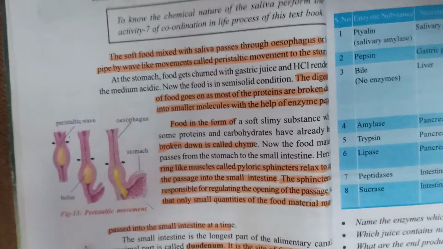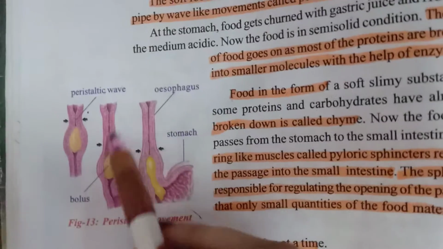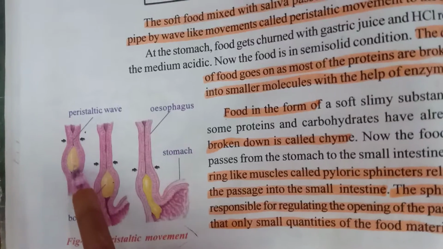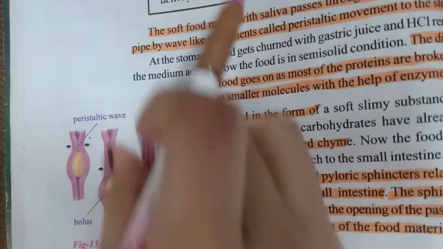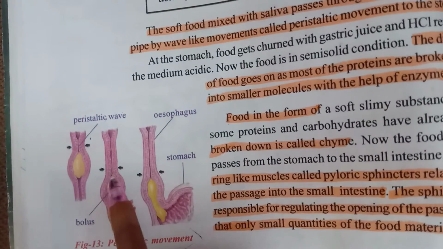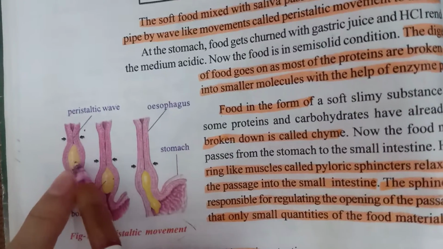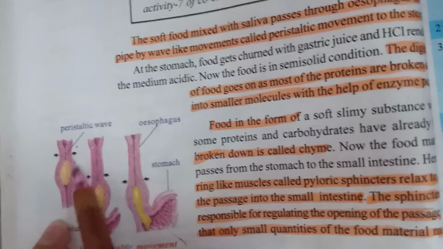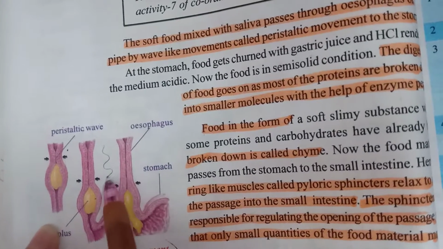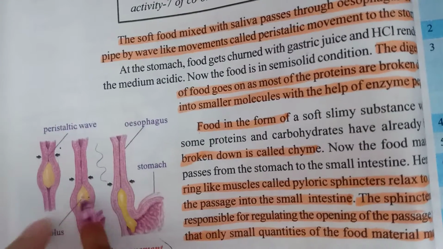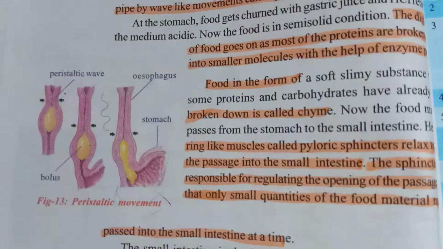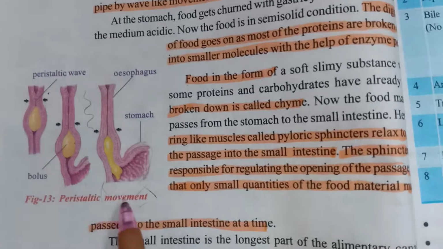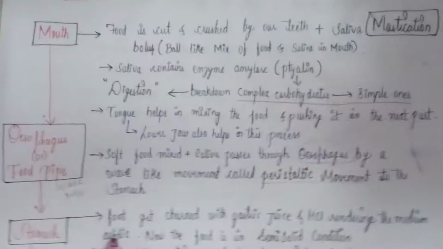As you can see in this diagram, this is the esophagus, and the yellow color is our food. The pink color is the esophagus, the tube-like structure. The food is passing through the esophagus by wave-like movement, from the esophagus to our stomach. So this movement is called peristaltic movement.